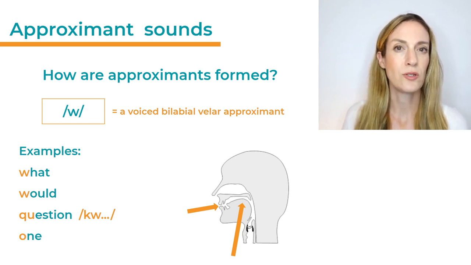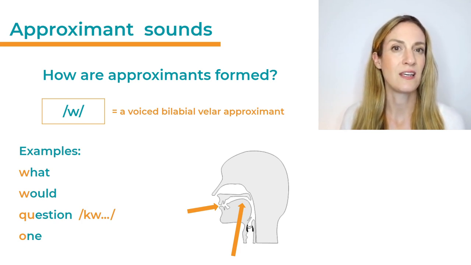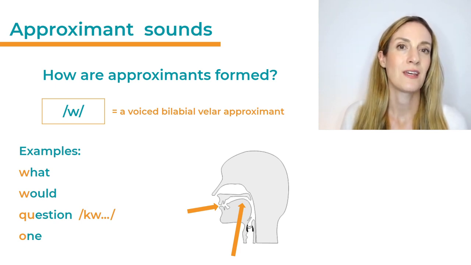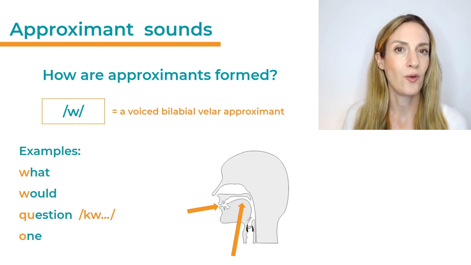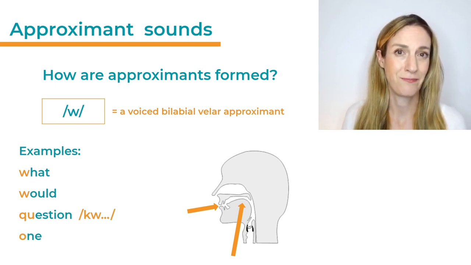And the last word, one. Here the spelling is an O. It's not as common, but there are some words that are spelled with an O and the O letter is represented with a W sound.